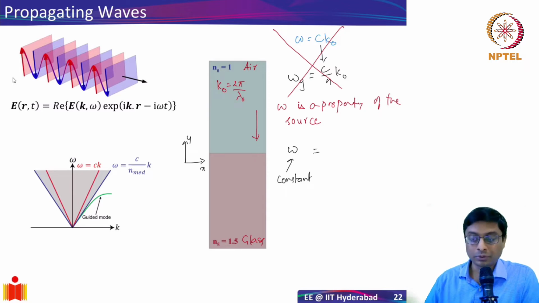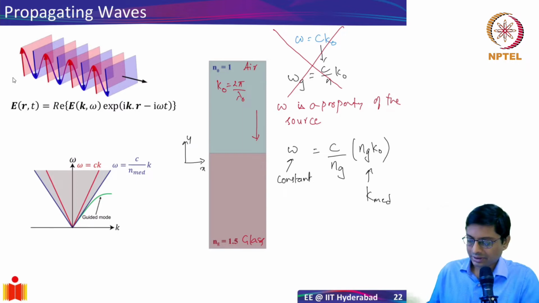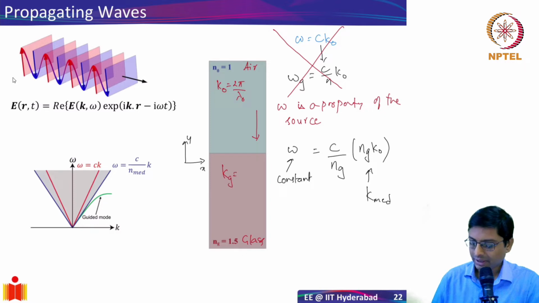And that is equal to the speed. Of course, we know that the speed reduces, so instead of c, this will be c over ng, because glass, right? Now what should happen to the wave vector? It has to be ng times k0. The wave vector has to increase. So when I have a wave incident on a second medium like this, the wave vector kg becomes n medium times k0, or in this case ng times k0.